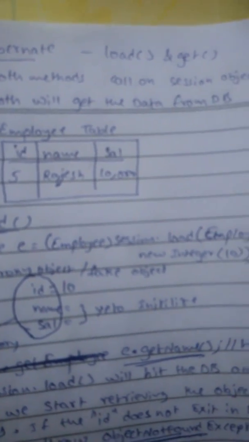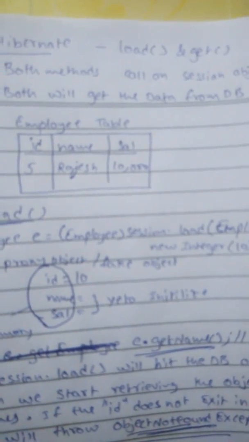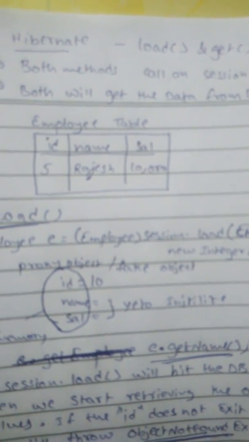Today I would like to discuss a Hibernate interview question. What is load and get? So, what is load and get? In Hibernate, load and get methods are there. Both methods are called on the session object. Both will get the data from the DB. Then what is the major difference?